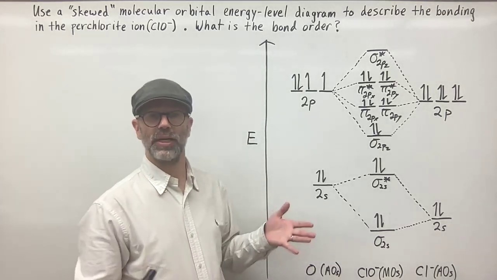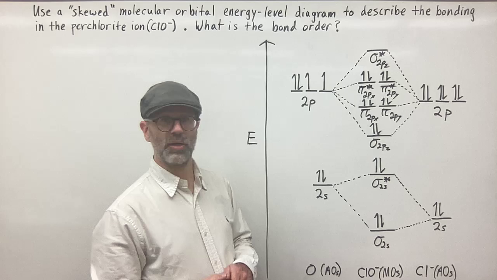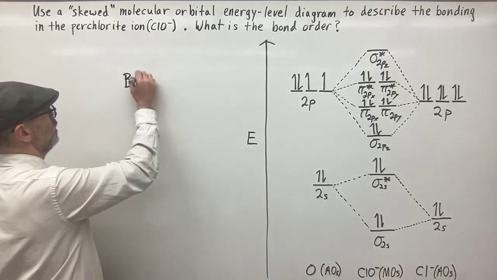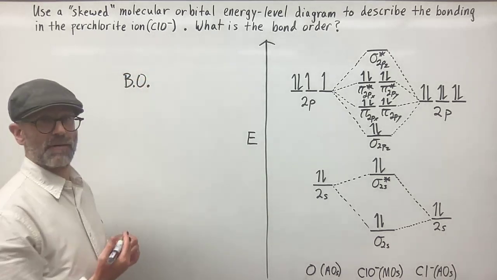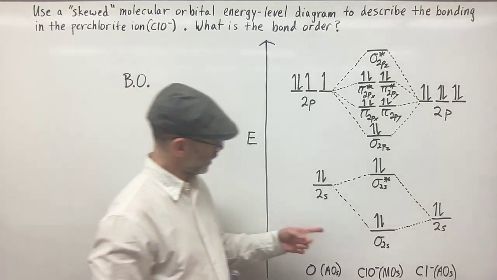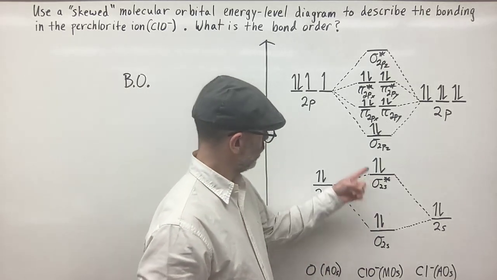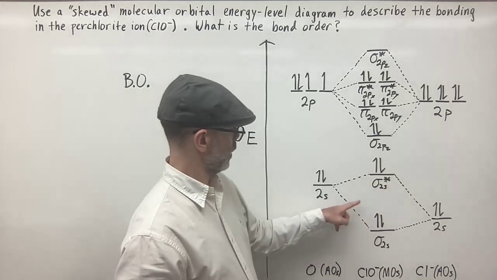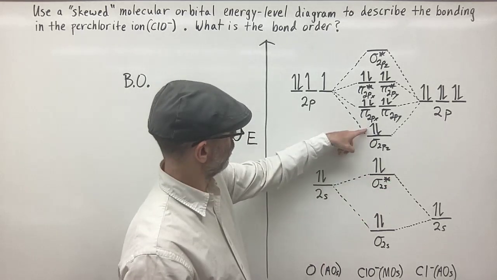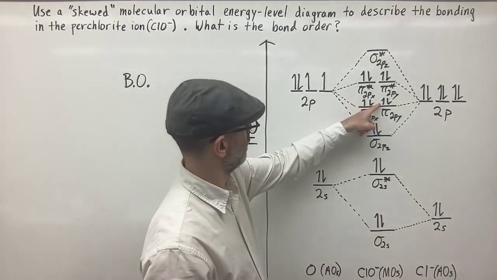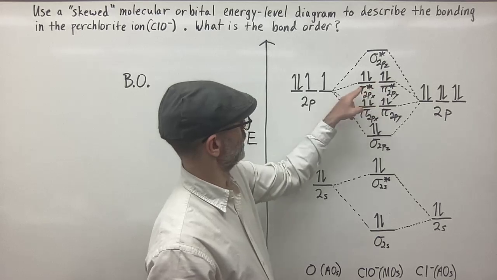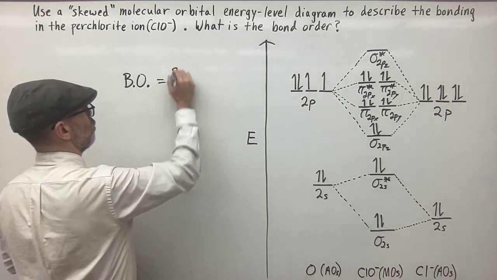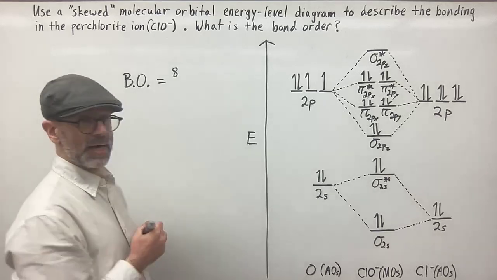Now all we need to do is calculate the bond order. So once again, bond order is based on the number of bonding electrons. So here we have 1, 2, 3. Oops, that's not bonding, that's anti-bonding, so we don't want to count that. So we have 1, 2, 3, 4, 5, 6, 7, 8. These are anti-bonding, so we're not going to count those. So that's 8 bonding electrons.